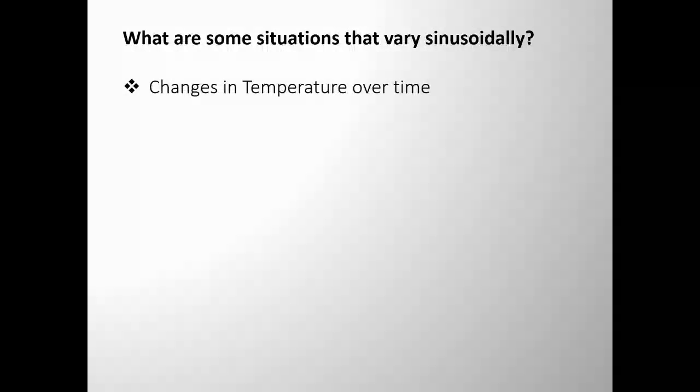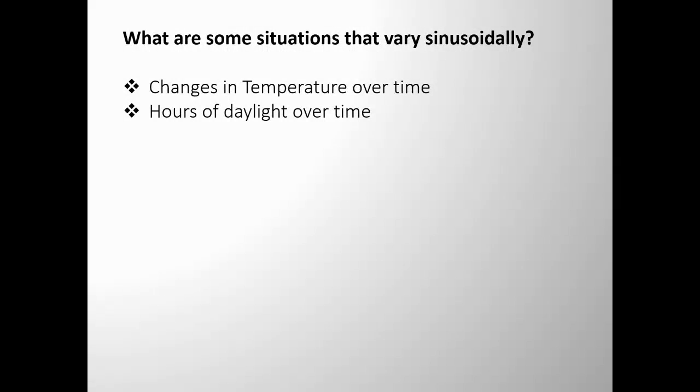So some things that vary sinusoidally are change in temperature over time, right? So maybe over the course of a year, and you can think about how that graph or that situation might be different in different parts of this country, or in different countries, or on different sides of the globe. What would the graph look like if you're talking about the variation from January of one year back to January of the next year?